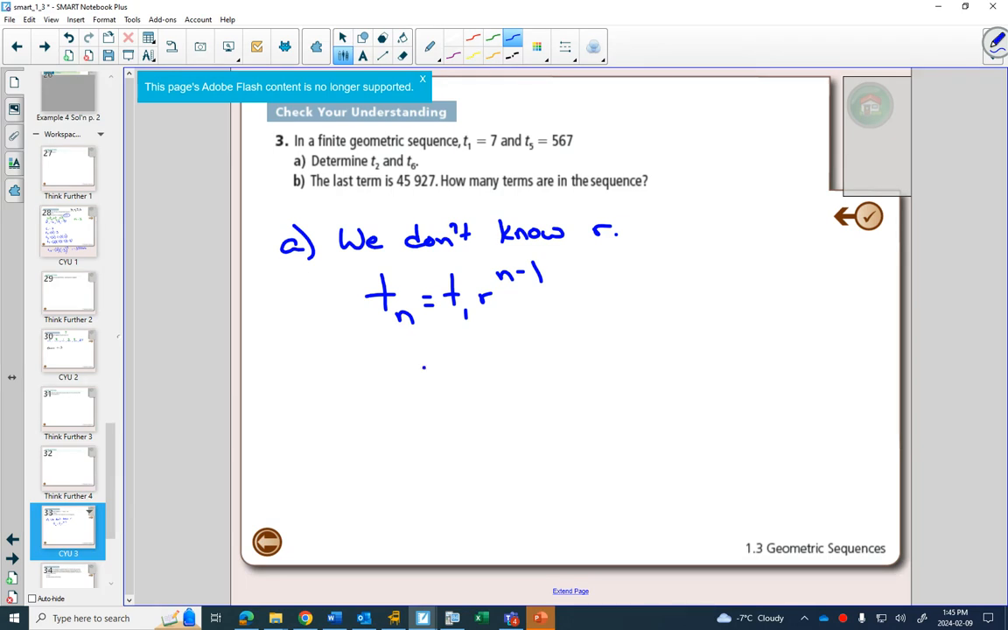Why? Well, I know that term 1 is 7. I don't know what r is, but I also know that term 5 is 567. So if I put 5 in for n, term 5 would be here on the left side. And now I'm going to need to get r by itself. So I'll divide both sides by 7.